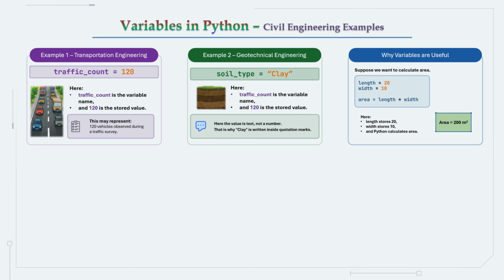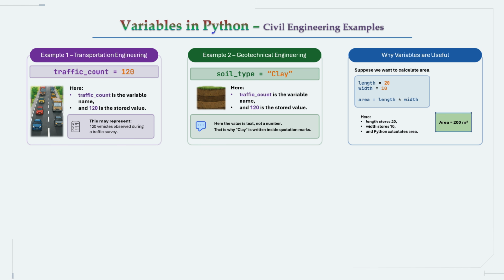Now you can imagine that Python is storing this value inside a small container. The container name is length, stored value is 20. Again the container name is width, stored value is 10. Now we want Python to calculate the area. Again refer to the line of code: area equal to length asterisk width. Here asterisk means multiplication. So Python multiplies length and width.